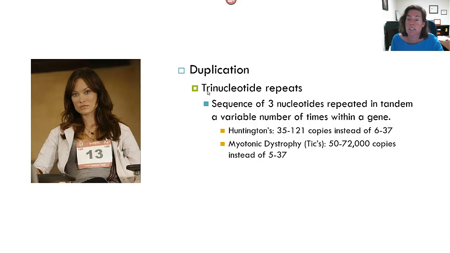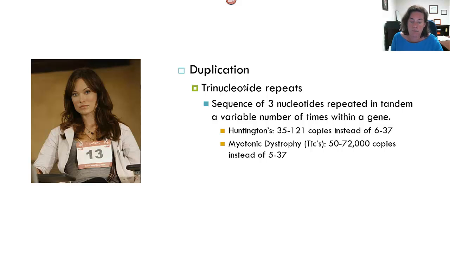Huntington's, normally you have certain sequences that repeat 6 to 37 times. For Huntington's, it's CAG, and you'll have CAG, CAG, CAG 6 to 37 times. But people that exhibit Huntington's disease, instead of having it 6 to 37 times, have it between 35 to 121 times.